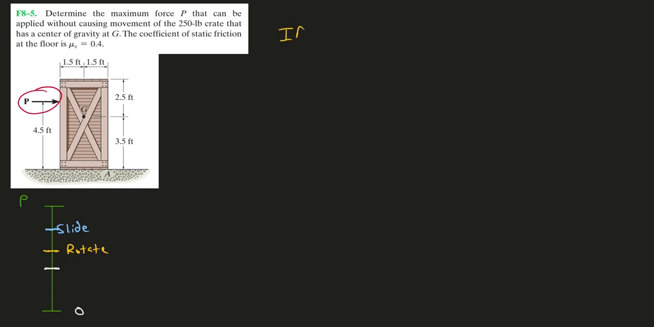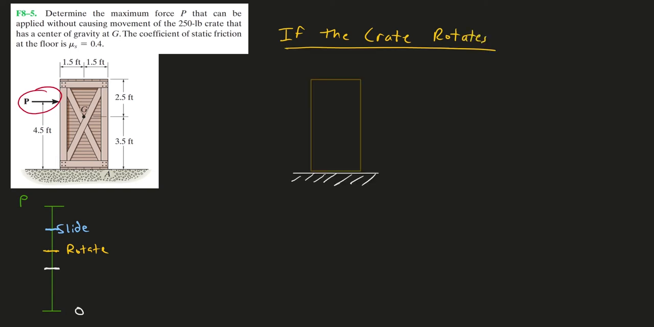So if the crate rotates, so here's our crate. Of course, we have the weight applied at the center of gravity, 250 pounds. We have our P force applied around here. Now we also have the normal force.